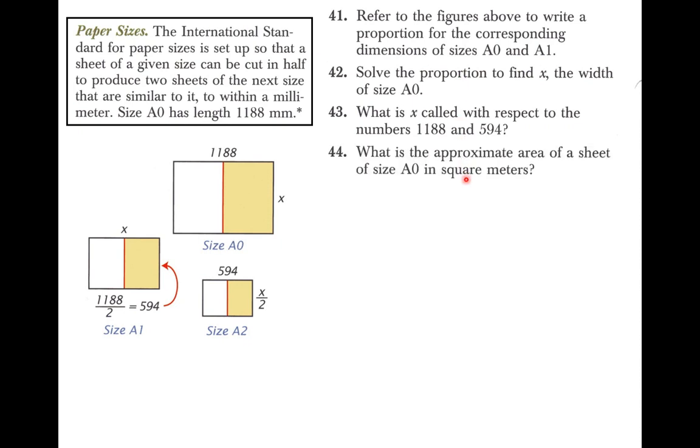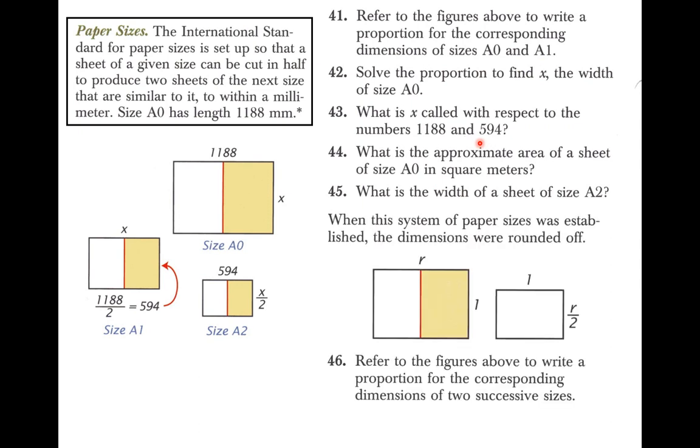Now once you have dimensions, you can calculate the area. They're rectangles. Think about how you find the area of a rectangle. The width of A2. So now we're looking for this number right here, which you can use your previous work to figure out. When the system of papers was established, the dimensions were rounded off. Refer to the figures above to write a proportion for the corresponding dimensions of two successive sizes. So you're putting in some rounded off numbers there.